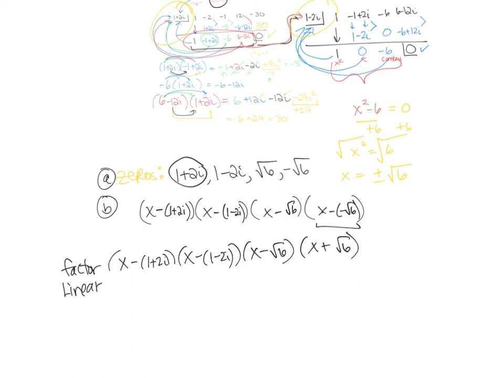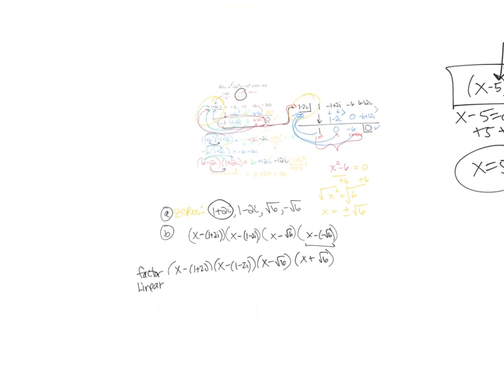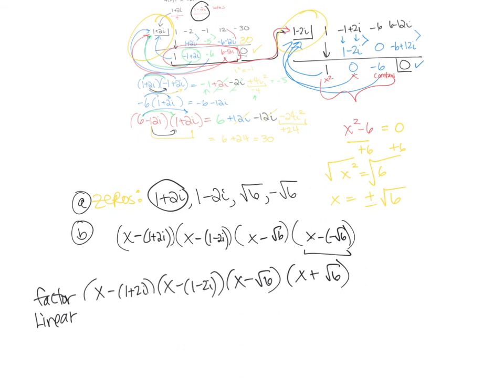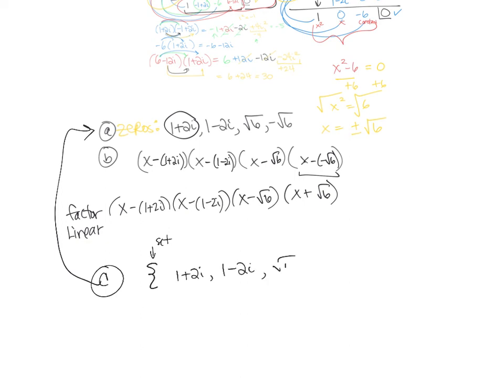And then the last thing it said was it wanted you to solve the equation. And so if we know what the zeros are, and it wants us to solve the equation, it's really the same thing. So for part C, really it's just all of those things. Normally it will want you to write your answer here as a solution set. So you're going to put these little curly braces. Those mean that we have a set, and put our answers in there. So 1 plus 2i, 1 minus 2i, radical 6, negative radical 6.